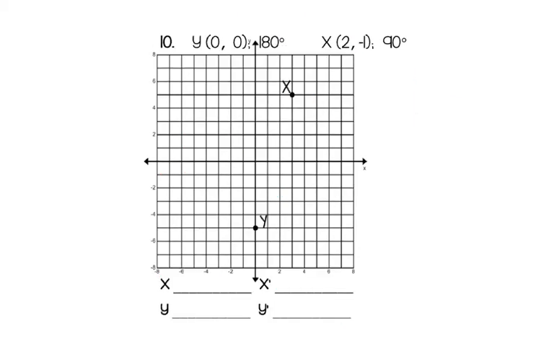Okay, I want you to pause the video and do number 10. You've got two different angles that you're doing. You're doing a 180 and you're doing a 90. One is around the origin and one is around a different point. So go ahead and pause and come back and make sure that you did it right.